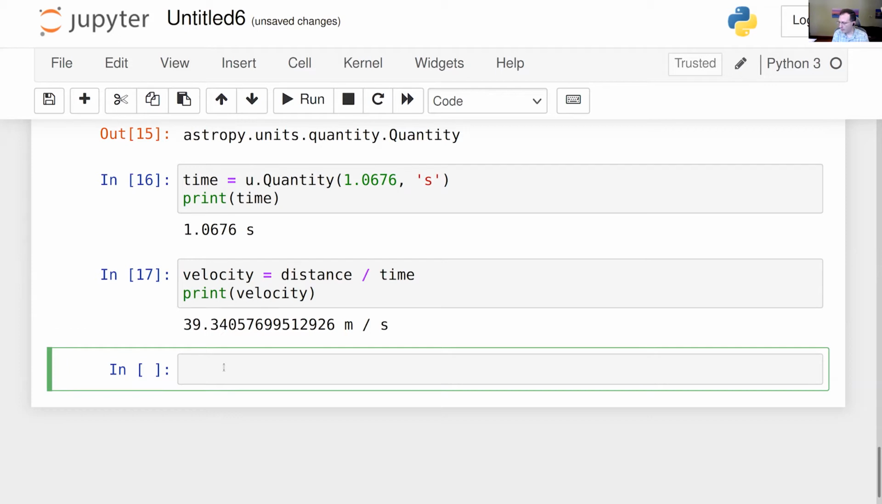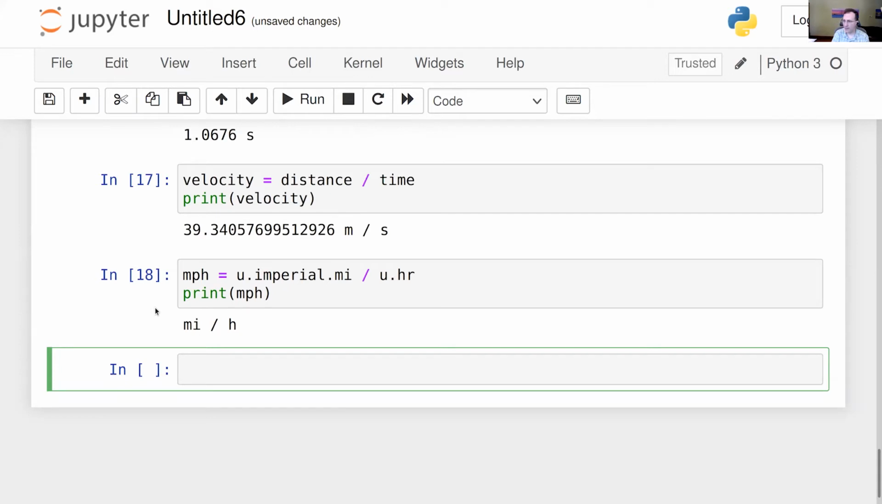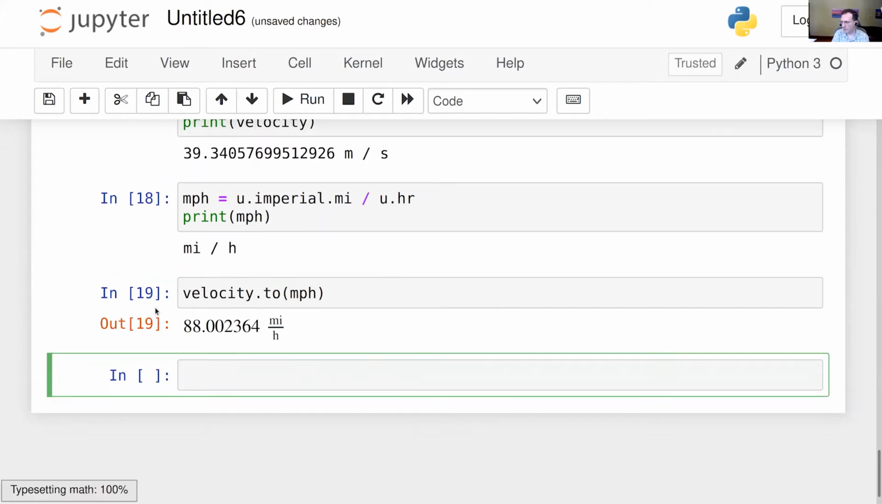We can also do operations like multiplication and division with the units themselves. So let's define a new unit for miles per hour. So mph equals u.imperial.mile, mi, divided by u.hr. And then we can print mph and shift enter. And we get a compound unit, miles per hour. We can also convert velocity to mph, to this compound unit. And we get about 88 miles per hour.